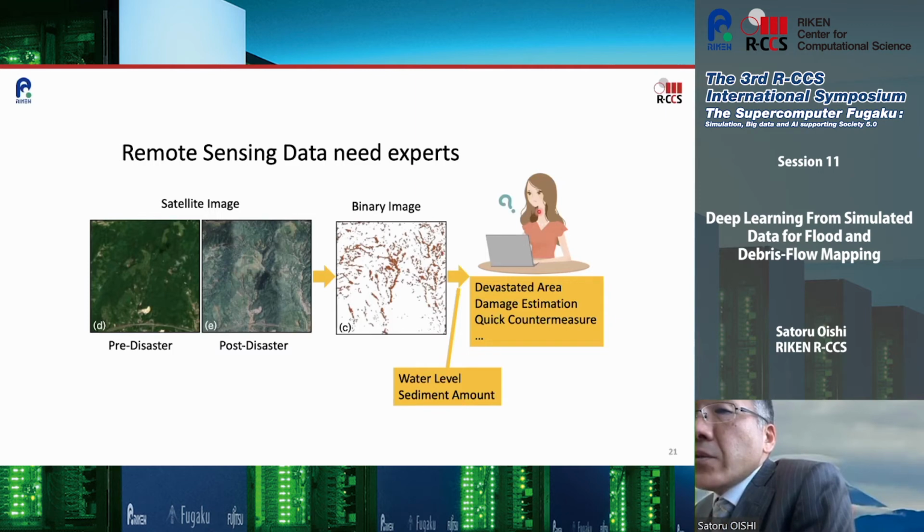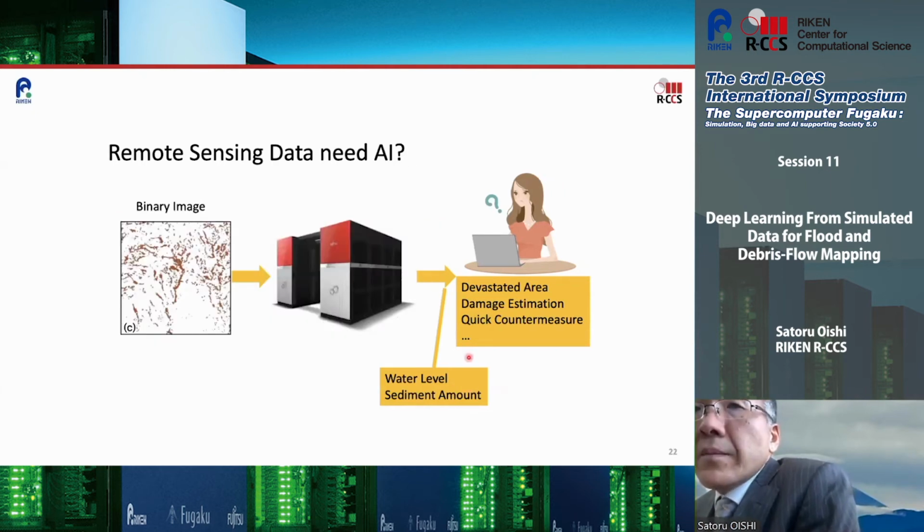And that requires the water level and sediment amount just after the disaster happened. Basically, she wants to use the pre and post disaster images and change them to a binary image of the difference between them. But even though she is a very skillful person, she couldn't make such a water level and sediment amount estimation easily. Therefore, we want to help her by using machine learning.